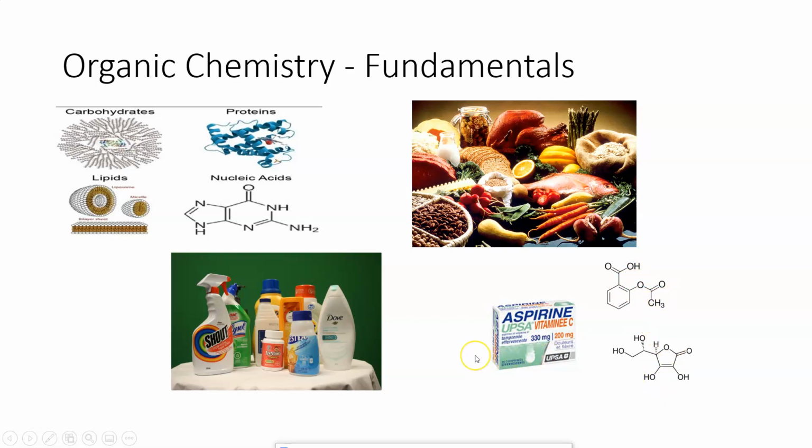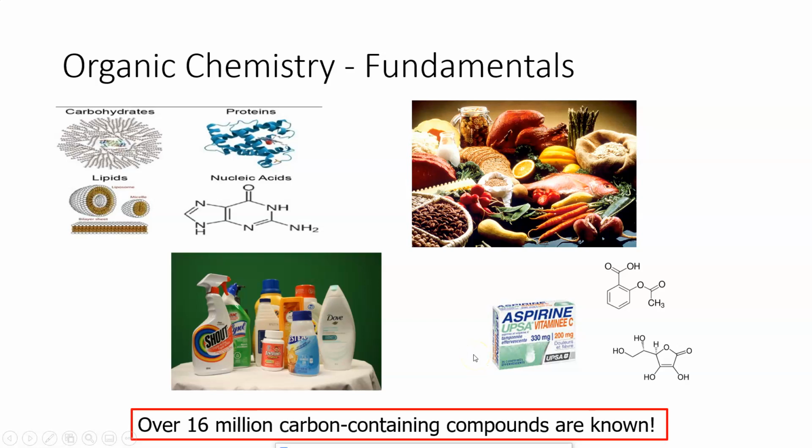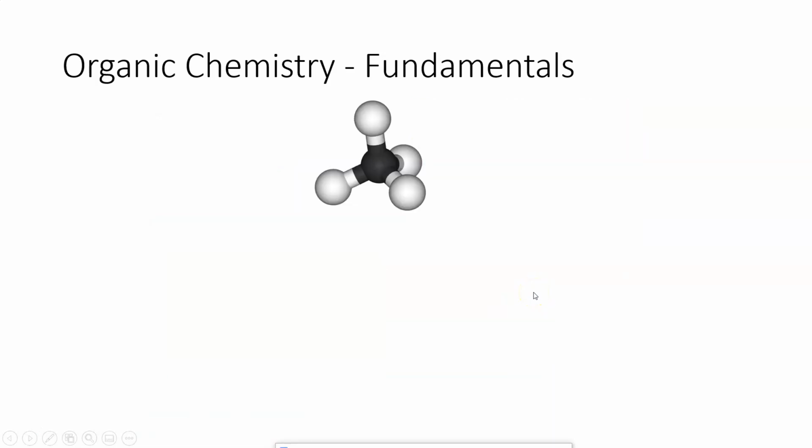Okay? All right. It is believed that over 16 million carbon-containing compounds are known now. So whatever you look at, there is an organic compound, right? And that's why organic chemistry is really important. Now let's give a brief summary about carbon.